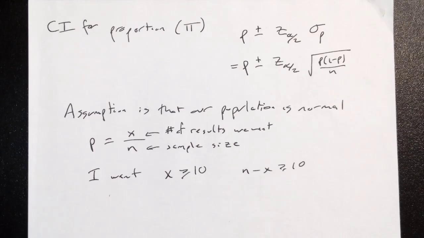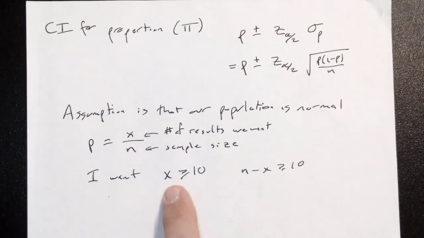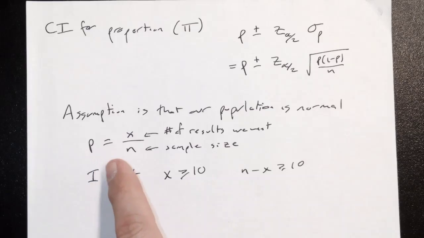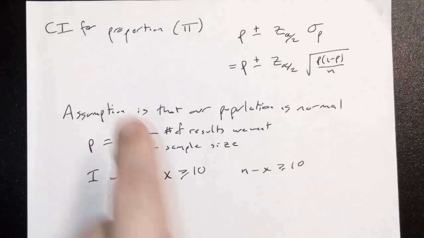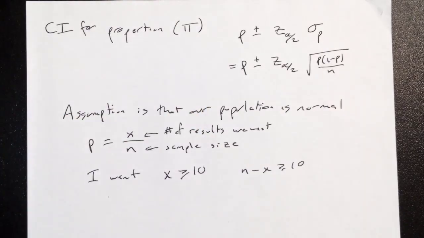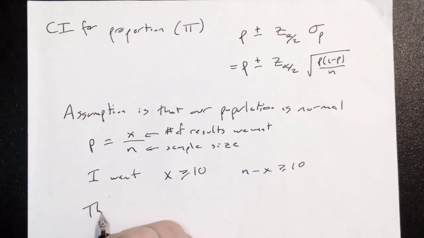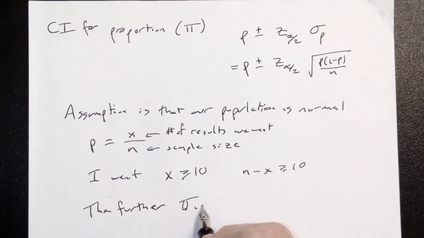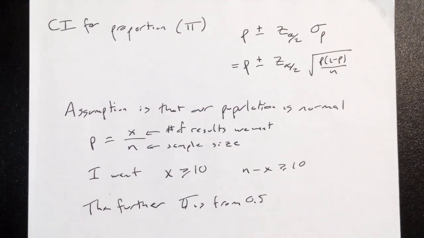Problem. This depends on our proportion. So if our population proportion, because remember, we're looking for the population, we're using P as an estimator of it, the further away that is from a half, the larger our sample size is going to need to be.